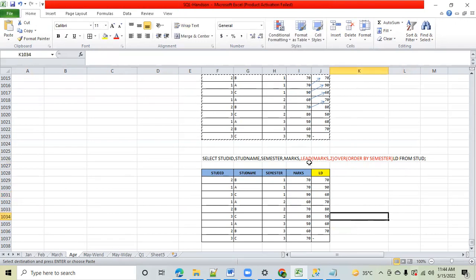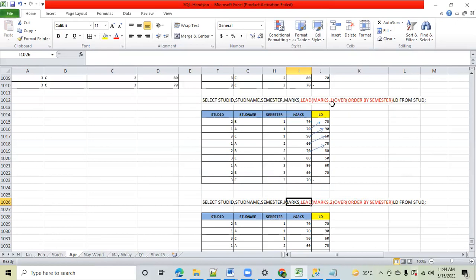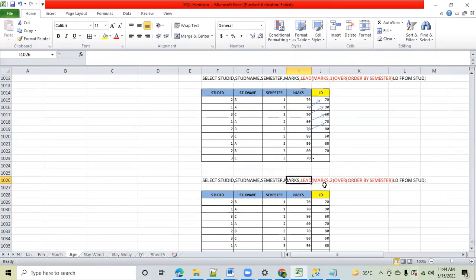So here you have mentioned lead marks comma 2. Here you are telling the SQL engine that you want to move this by 2 positions, or 2 levels, towards the upward direction. That's all. Marks comma 1 means you want to move by 1 position. Marks comma 2 means you want to move by 2 positions.